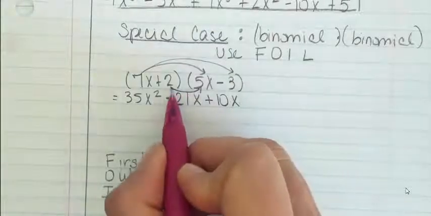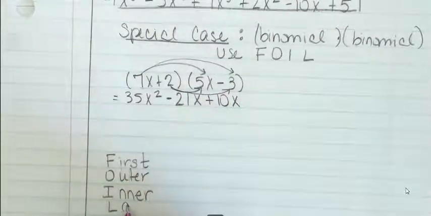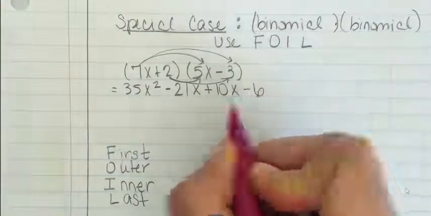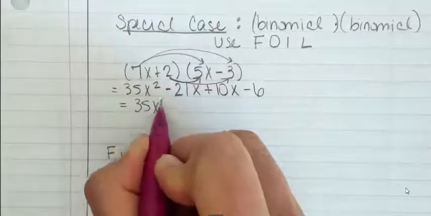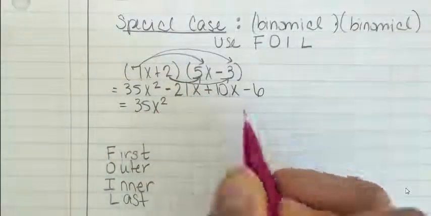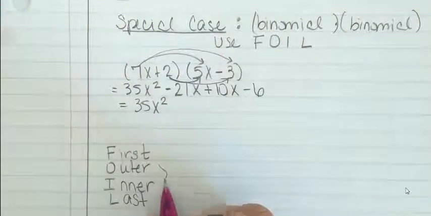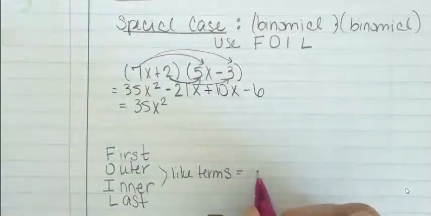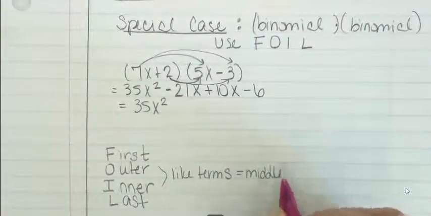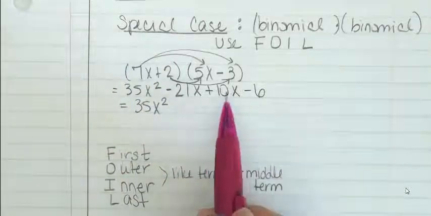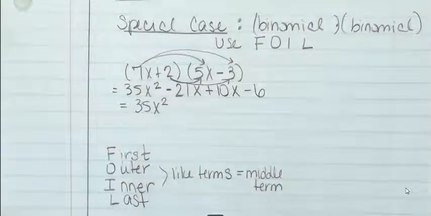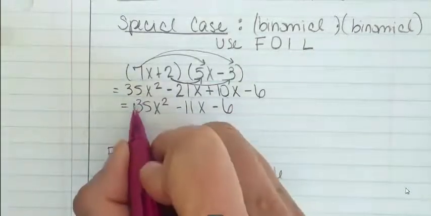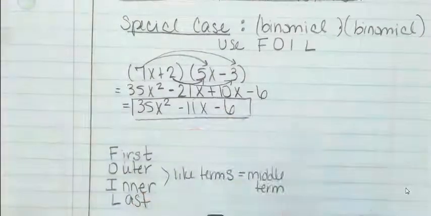And then, continuing with distributing, I do my last terms. And doing that, I get negative 6. So when I simplify it all out, I get 35x squared. My inners and outers are always like terms. Okay, these two right here are going to be like terms, and they will give you your middle term. So my middle term here is basically, because they're alike, I can combine them. I get negative 11x minus 6. Okay, so that is double distributing or FOIL.